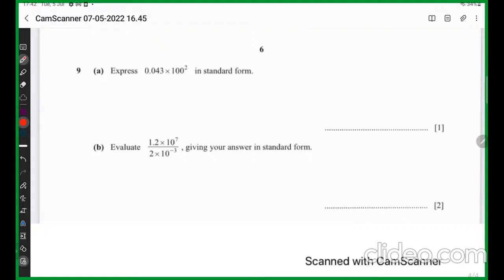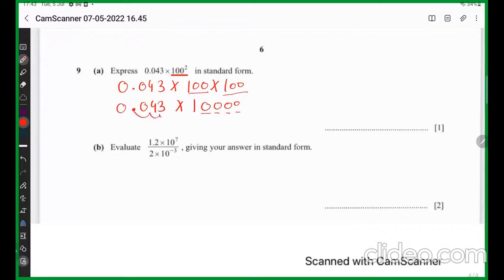Okay, all right. So first of all, I'll write it down as 0.043 multiplied by 10 squared. So 10 squared means 10 multiplied by 10. I can write it as 0.043 multiplied by 100, which would give you 10,000. Now this is the decimal. We have 1, 2, 3, 4 zeros. So I can move the decimal 4 units to the right. 1, 2, 3, 4. So it would become 430.